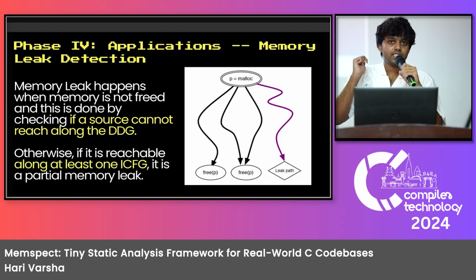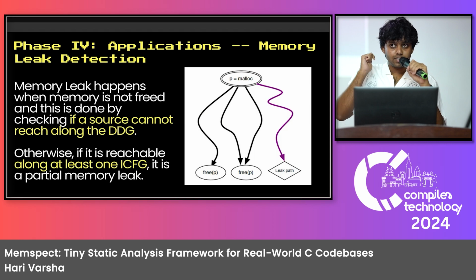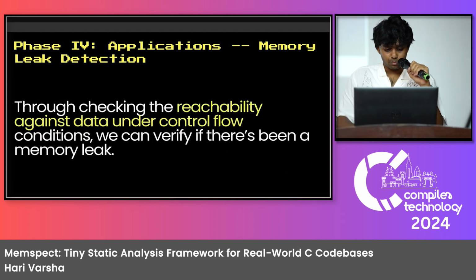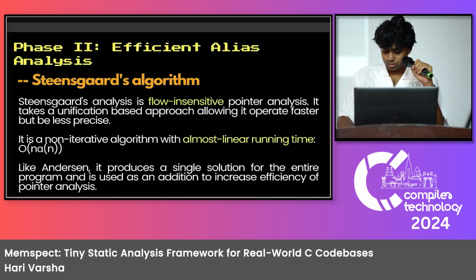But here's another interesting side effect, which even I did not realize. If the control path could go into the leak path and the data flow couldn't, it's a partial memory leak. And it also comes along with partial call path analysis, right?